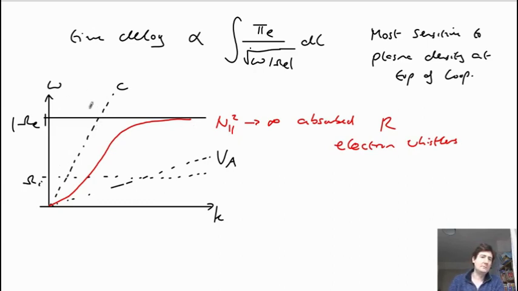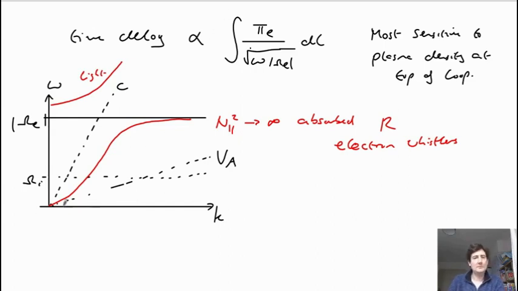Now above the electron frequency, there's a period where the waves are evanescent and don't propagate, and then at high enough frequencies, these become again the light wave. So at high frequencies, the waves propagate again.